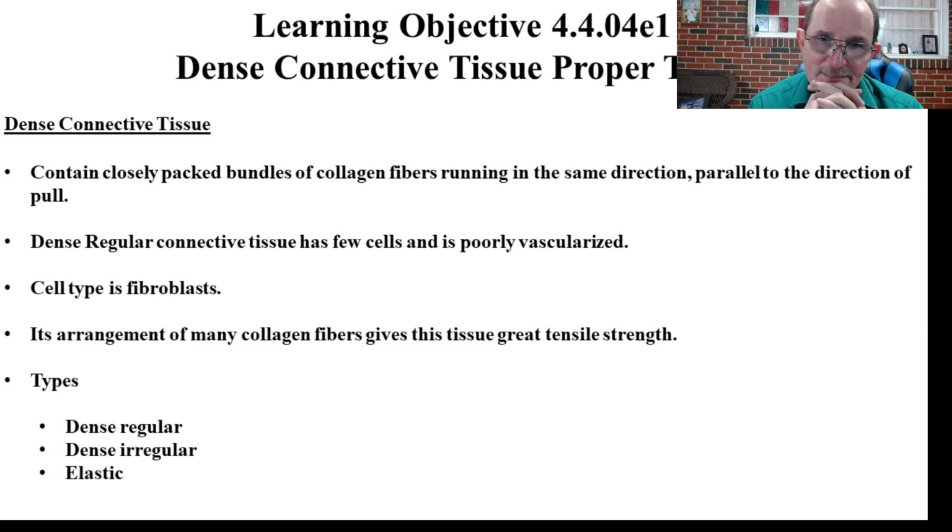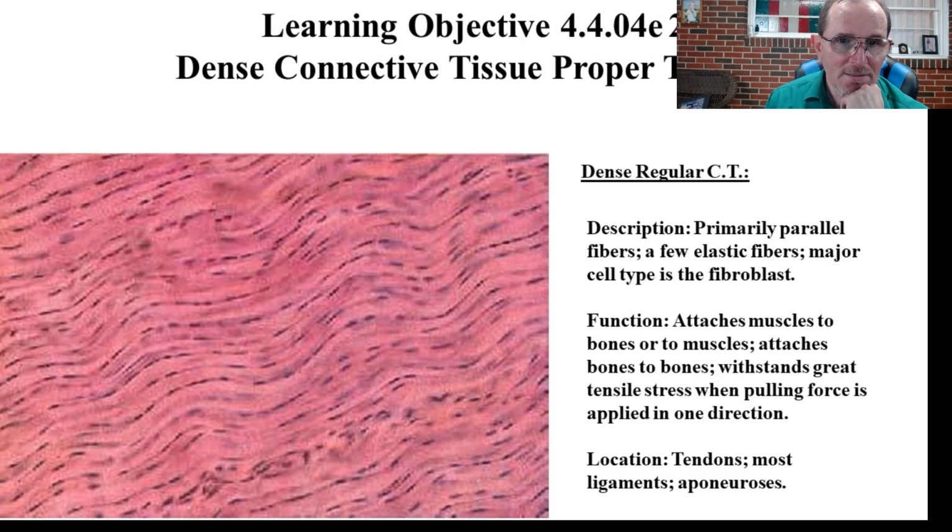Few cells, not a lot of good blood supply, which means that when it gets damaged, it takes a little longer to heal. Fibroblast, again, is the cell type. Got a lot of great strength. Three kinds: dense regular, dense irregular, and elastic. So there's our dense regular.